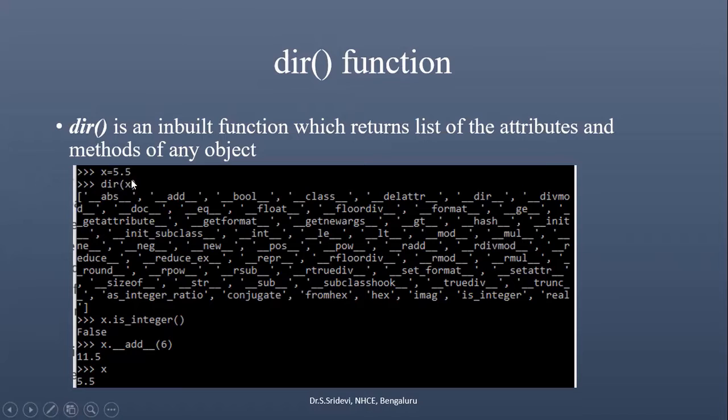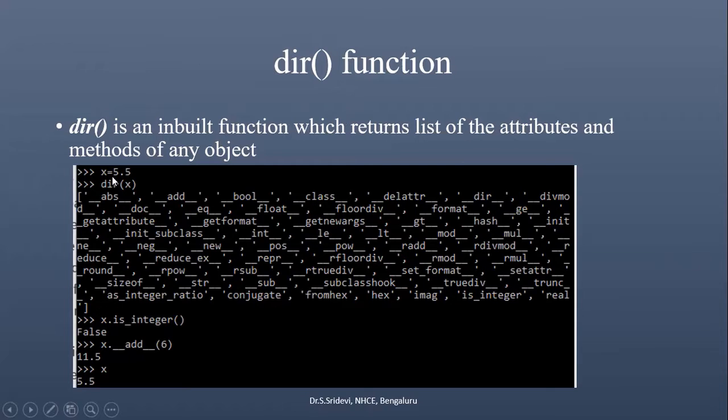When the statement x = 5.5 is executed, since 5.5 is floating point data, a floating point object will be created and 5.5 will be stored as the value of the object, and we will have all the built-in methods associated with the object. We can call all those methods and attributes with the help of this object reference. So here x is the object reference.